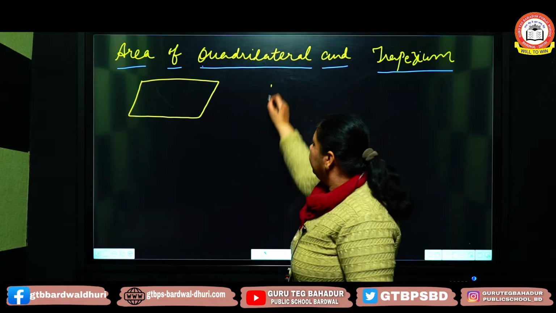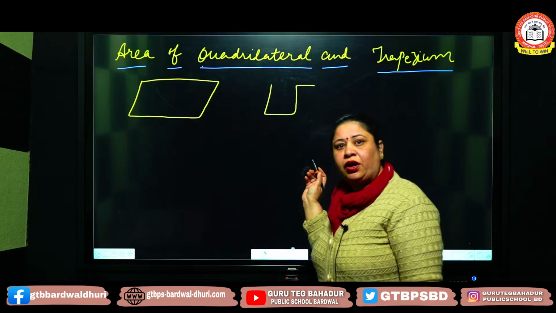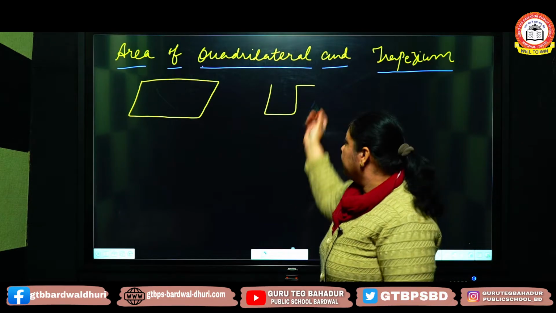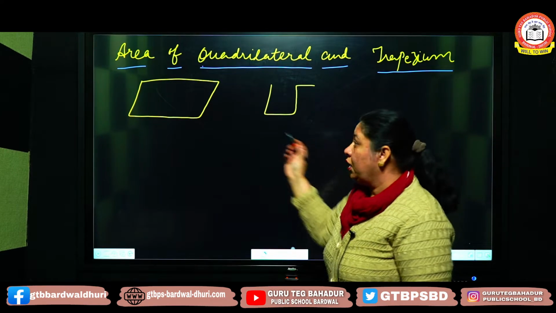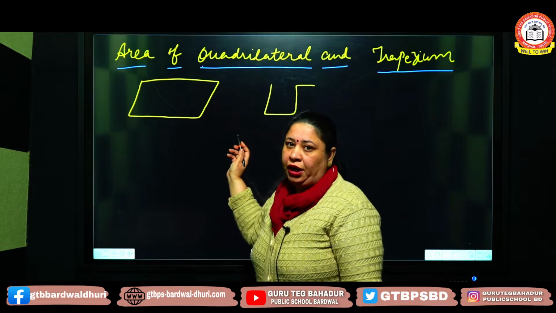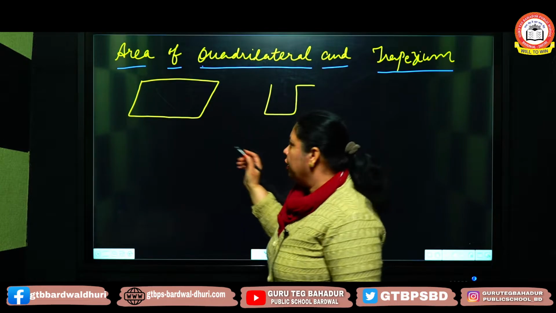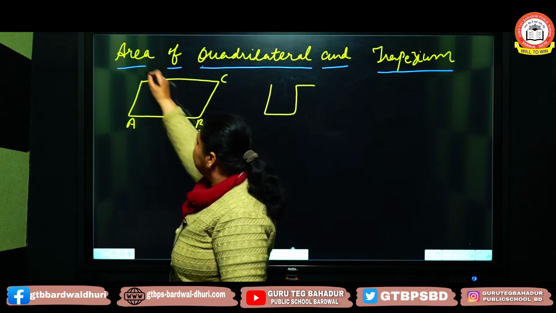You can see here, it is also a four-sided figure, but it is not a quadrilateral. Why? The reason is because it is not closed. Four sides are there, but it is not closed. The four-sided closed figure, which is a polygon, is called a quadrilateral. So let us give the names A, B, C, D.